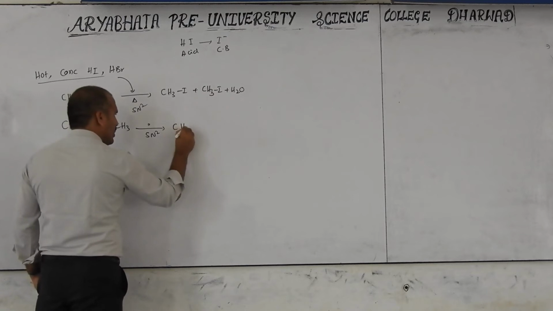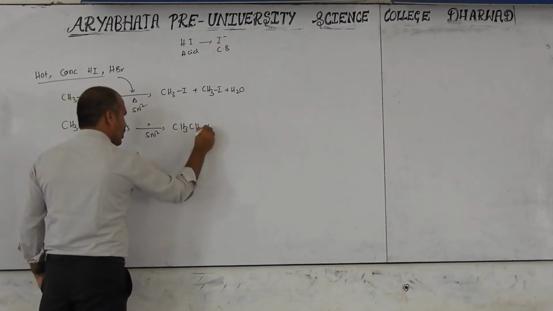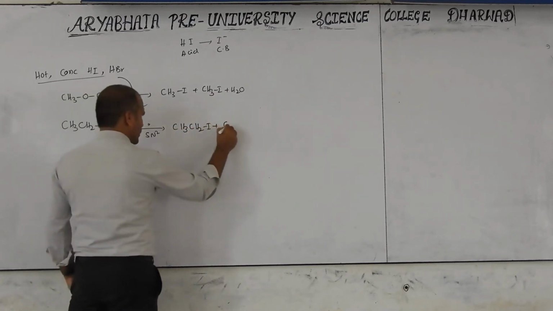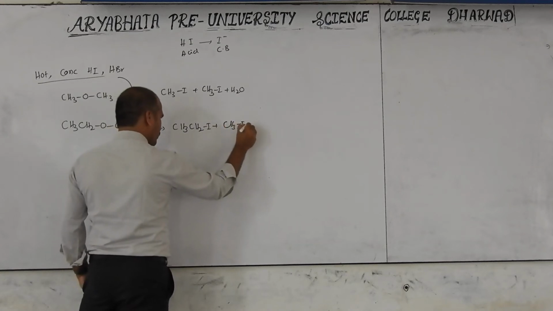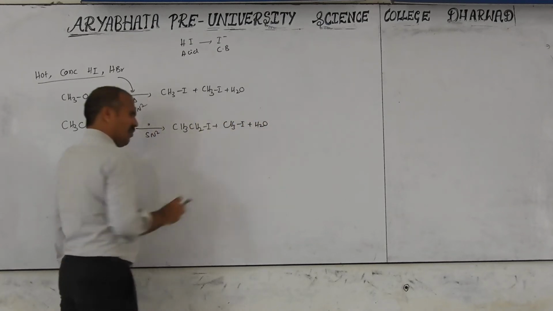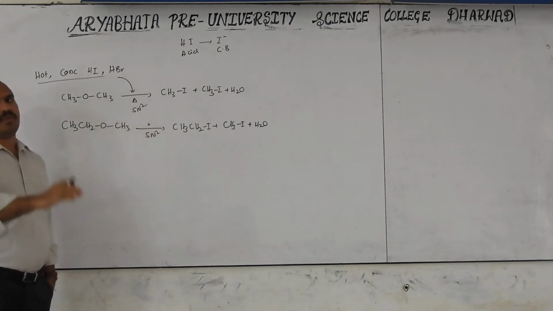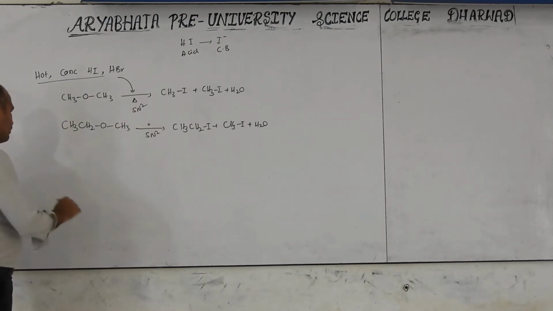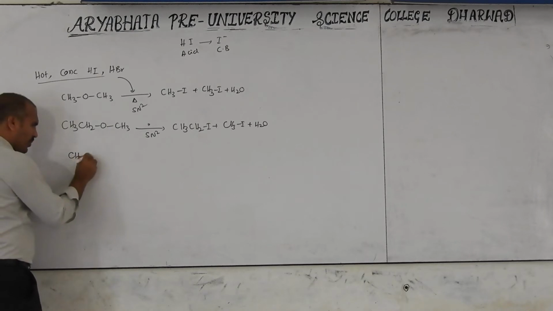Then CH3, CH2I, then CH3I and H2O. When concentrated is given, there is no problem. Now, CH3, CH2, O.